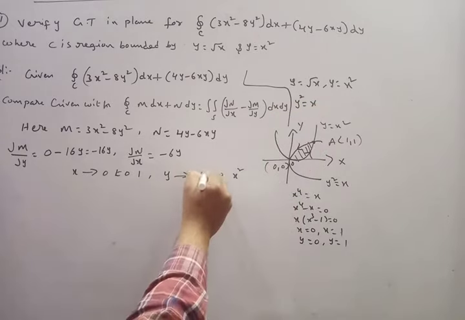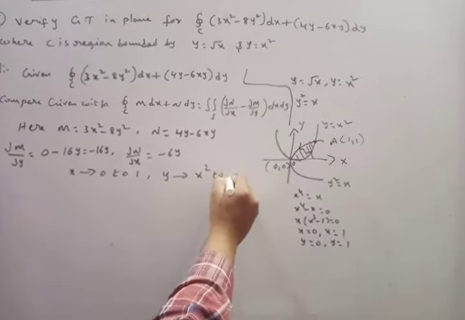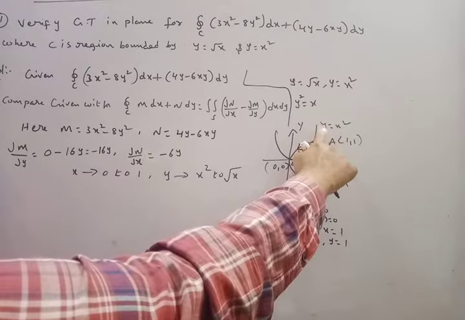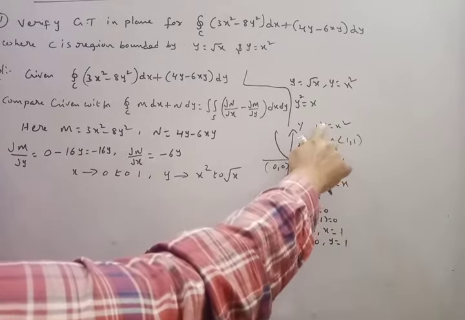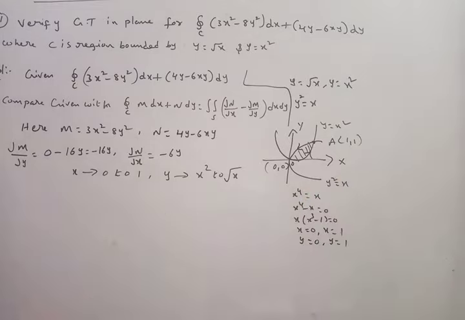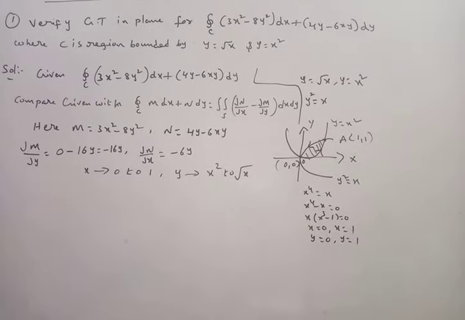We are going along this curve, x square to root x. OA means we are going first along the curve y is equal to x square, then we are coming back along the curve y is equal to root x. So y varies from x square to root x. Got the limits? So all values will be substituted here.